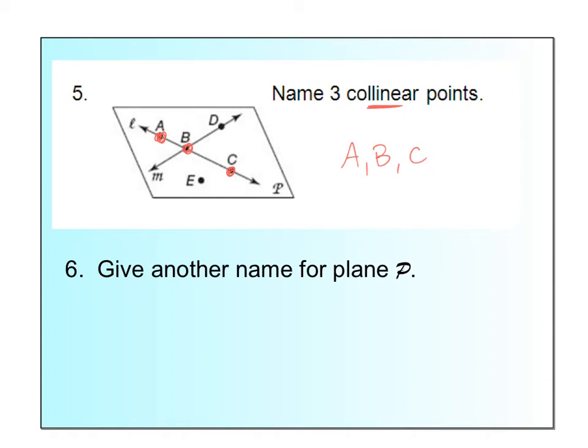Number 6, give another name for plane P. When you do this, you have to pick 3 points that are on that plane, but they cannot be collinear. They cannot all 3 be in a straight line. And so I'm going to erase these because they are collinear.